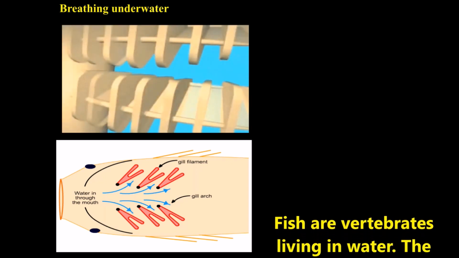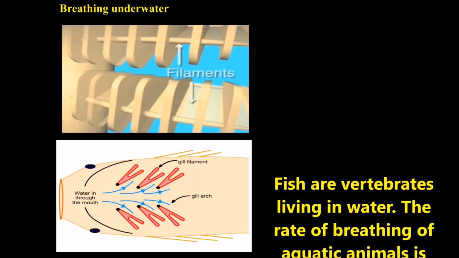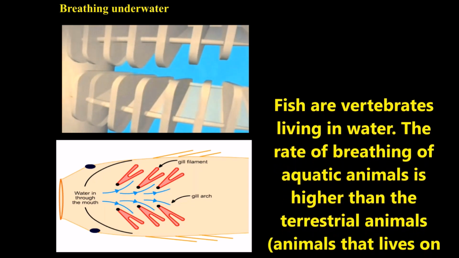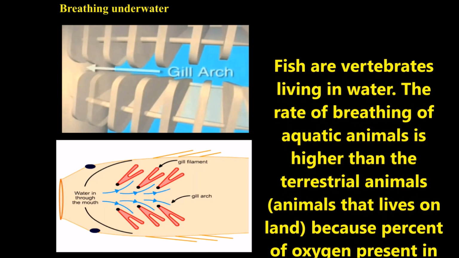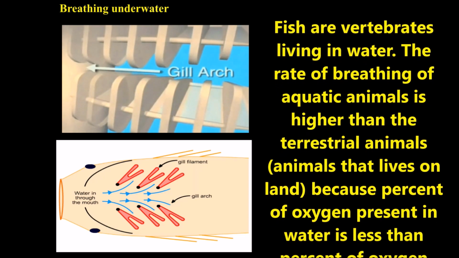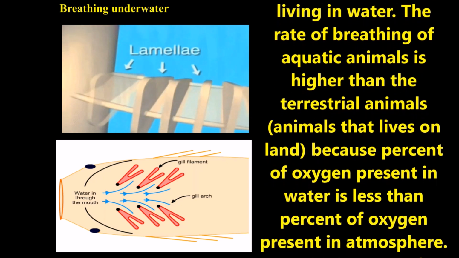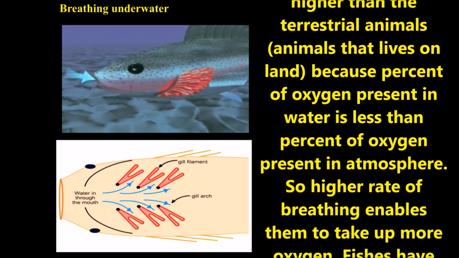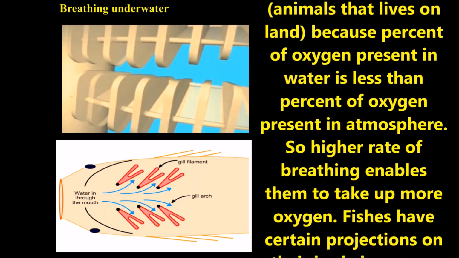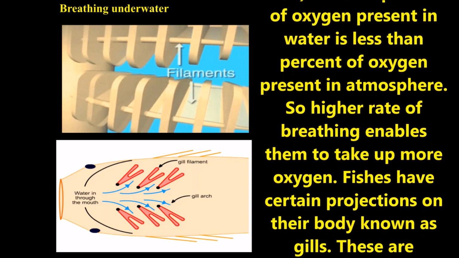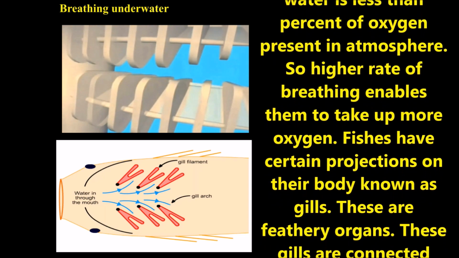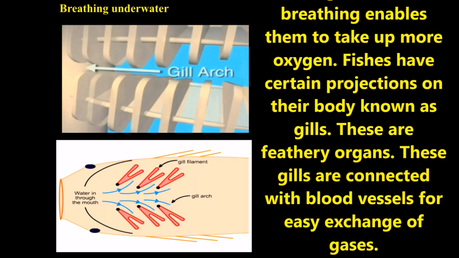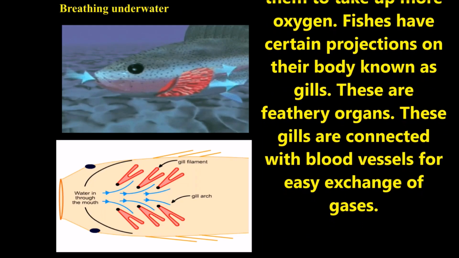Now let us discuss the breathing system in fish. Fishes are vertebrates living in water. The rate of breathing of aquatic animals is higher than the terrestrial animals, meaning the animals which are living on the land, because the percentage of oxygen present in the water is less than the percentage of oxygen present in the atmosphere. So, a higher rate of breathing enables them to take up more oxygen.